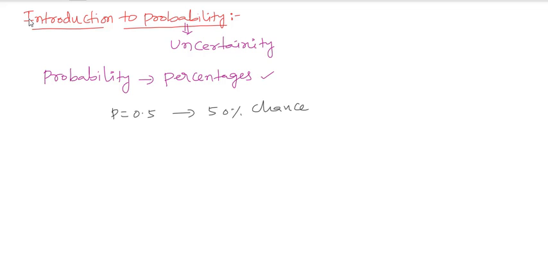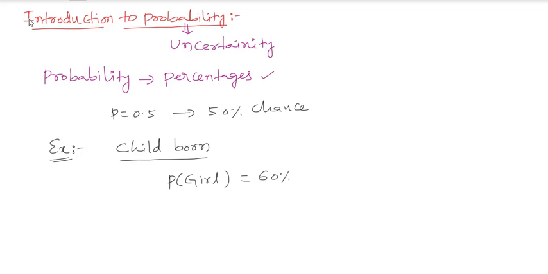So let me take an example. A newly born child, or simply the child born. Let me take the probability of a girl as 60%. That means the probability of the girl is 0.6. Then there is no need to calculate the probability of a boy separately. You know that the total probability is 1.